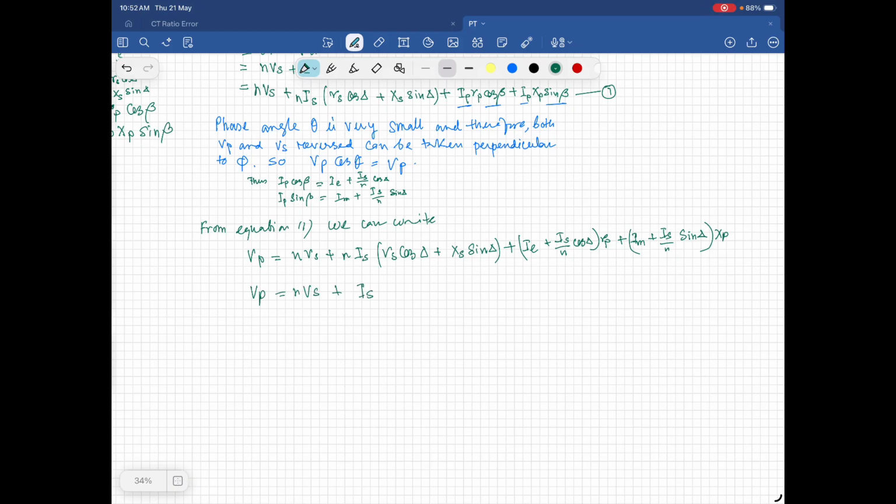So VP is equal to NVS plus IS cos delta NRS plus RP by N plus IS sin delta into N into XS plus XP by N plus IERP plus IMXP. So this is equation 2.